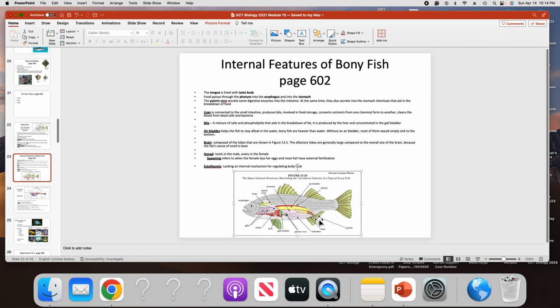The gonad that's shown here would be a testes in the male or an ovary in the female. And the procedure of spawning refers to when the female lays her eggs, and most fish will have external fertilization. Then finally, we know that fish are ectothermic, which means they're cold-blooded, and they lack an internal mechanism for regulating body heat.